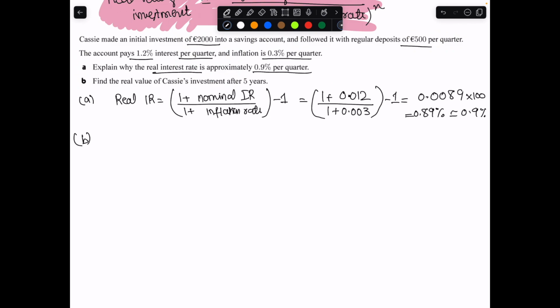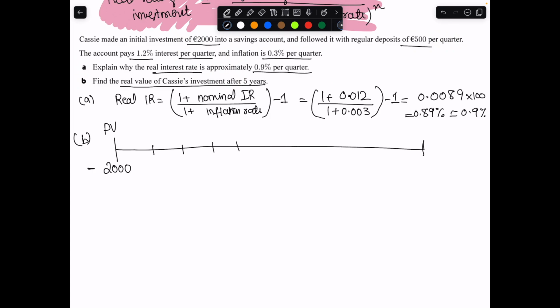Secondly, the B part says find the real value of Cassie's investment in 5 years. Now, here, if you notice, how is she investing? This is a very important thing. So this is the present value, or year 0. She's investing 2,000 euros. So we know that once you're investing, the initial investment, the present value is going to be negative 2,000. So one thing, this is clear. Secondly, she is further investing every quarter. You see, every quarter she's further investing 500 euros. So minus 500, because she's not withdrawing anything.